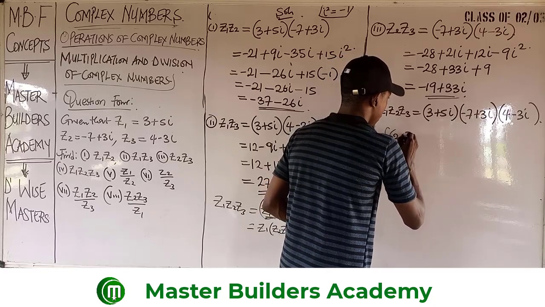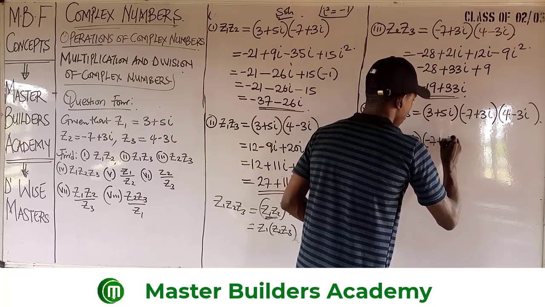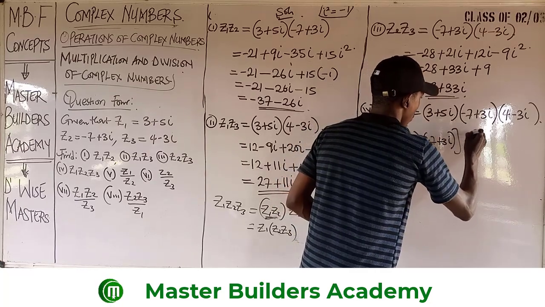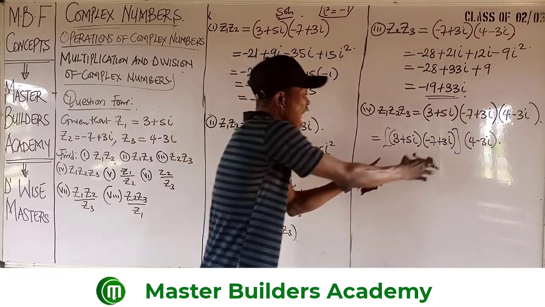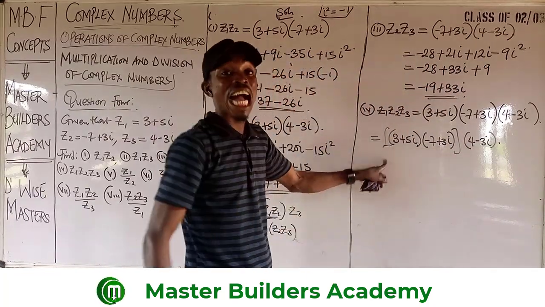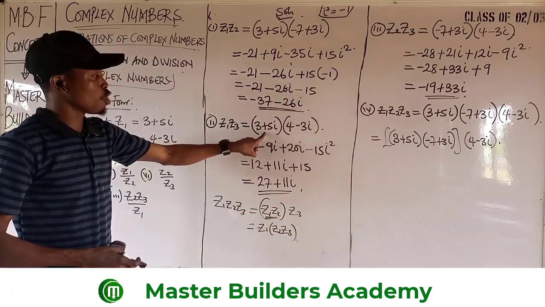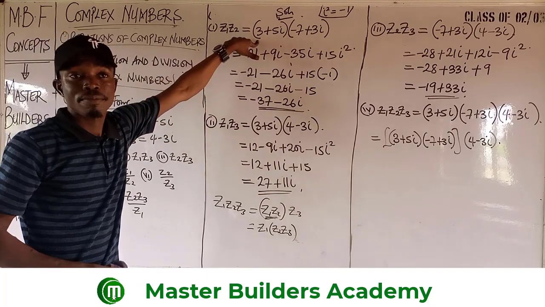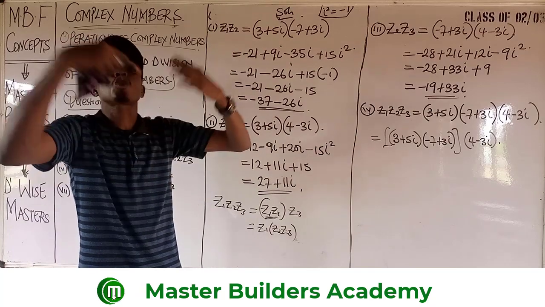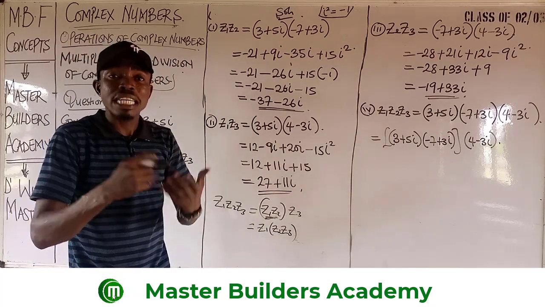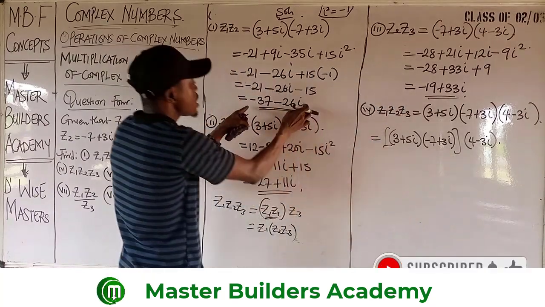So the first two brackets is this into minus 7 plus 3i into 4 minus 3i. So you see what I'm trying to explain? Everything inside this bracket has been calculated already. That was question number 1. Look at it here, Z1, Z2. So what I have inside this closed bracket is this. I don't need to stress myself going through a long journey. All I need to do is replace everything here with this result.